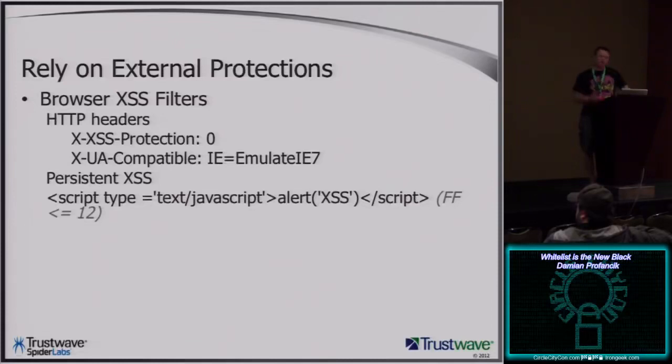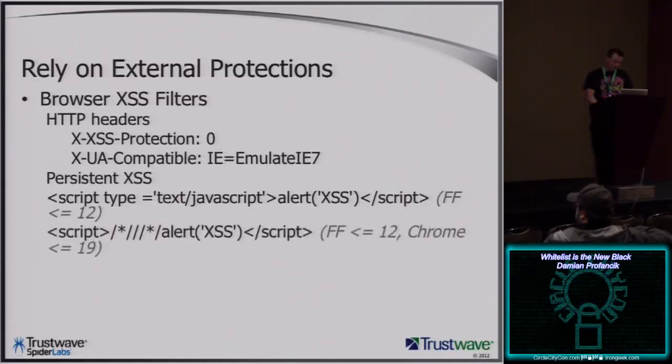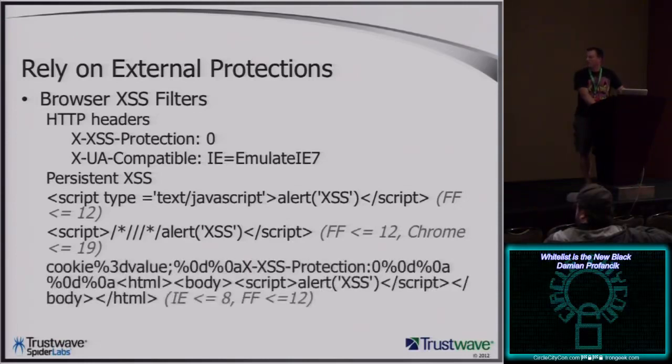Firefox less than or equal to version 12, this bypassed the cross-site scripting filter. Firefox less than or equal to 12, Chrome, this bypassed it. And then IE8 and Firefox 12. This one was pretty cool because you're inserting a cookie value, but you are inserting that XSS header into the page through the cross-site scripting, and so effectively disabling the cross-site scripting filter, and then you insert script into the page.